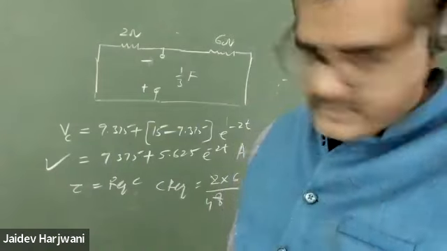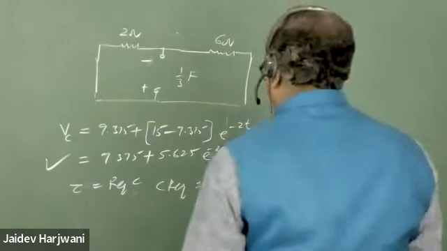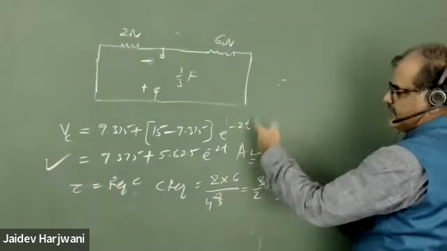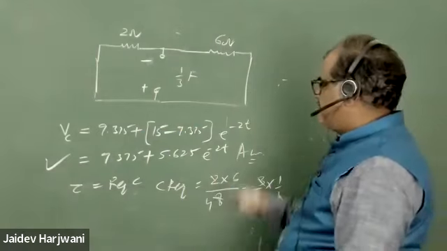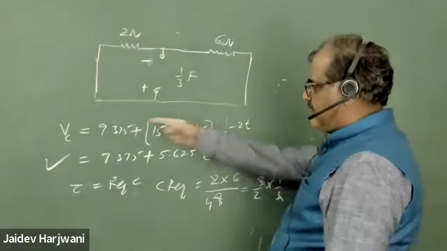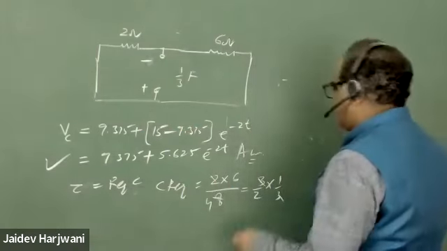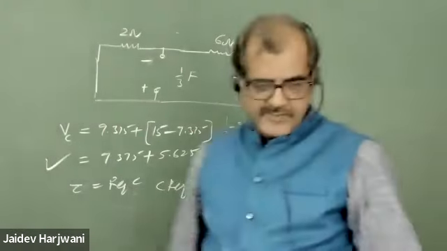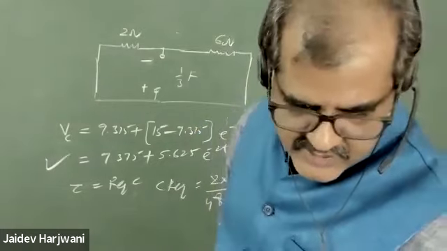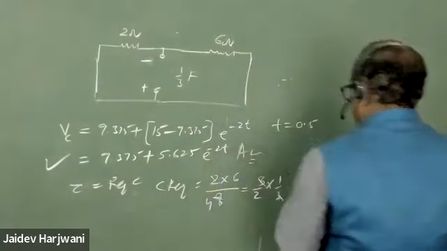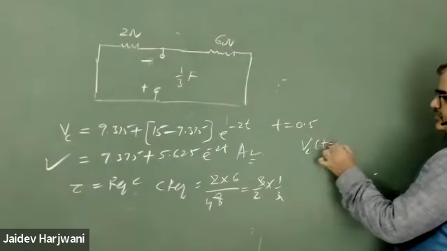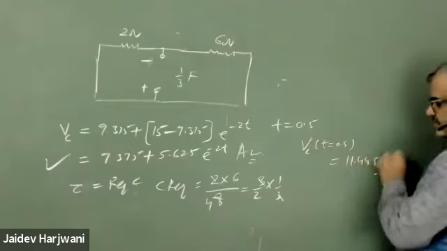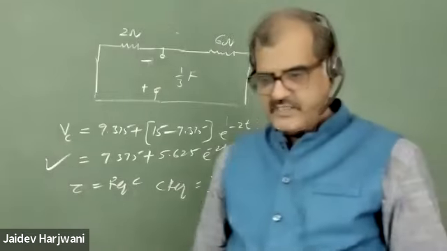Okay. Now, if I ask you to find the voltage at any time t, t may be given as 1 second, 2 second, 3 second. You can put the value of t here and you can find VC. Like if I say find it at t equals 0.5 second. In this particular question, they have given the value 11.445 volts. So you can calculate voltage at any time t.